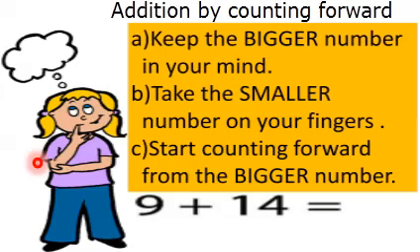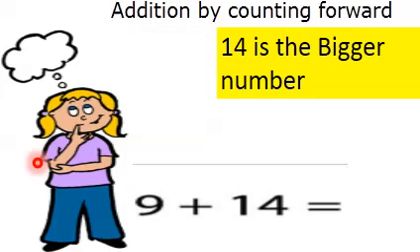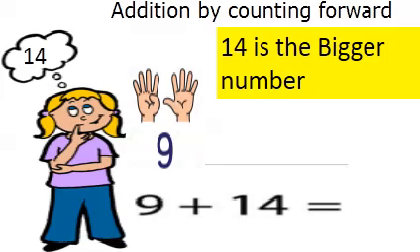Now let's check, out of 9 and 14, which number is bigger? Definitely 14 is the bigger number. So we will keep the bigger number in our mind. So we will keep 14 in our mind. Then 9 on our fingers. So let's take 9 on our fingers. Now we have to start to count from 14 on the 9 fingers.